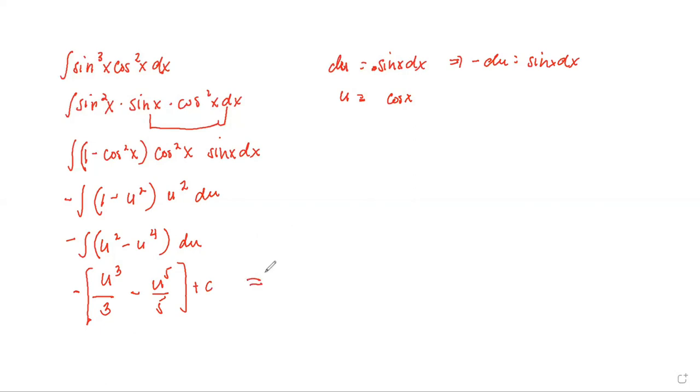Therefore, your final answer for the integral of sine cubed x cosine squared x dx will be equal to the negative of quantity. Your u is cosine x. So this is cosine cubed x over 3 minus cosine to the 5th x over 5.